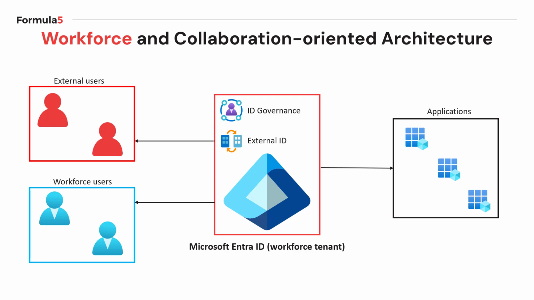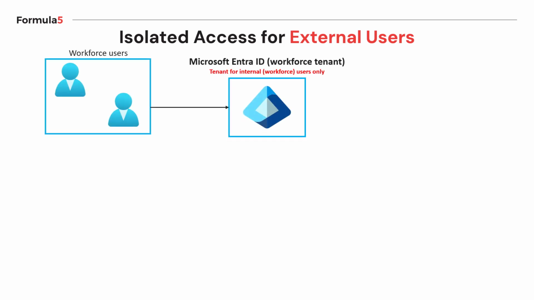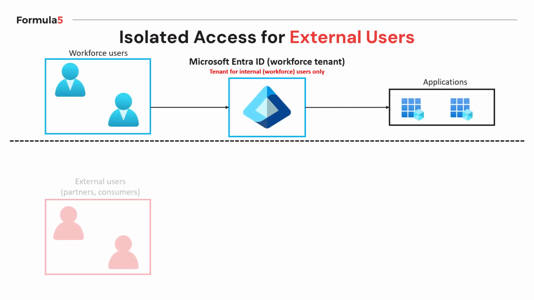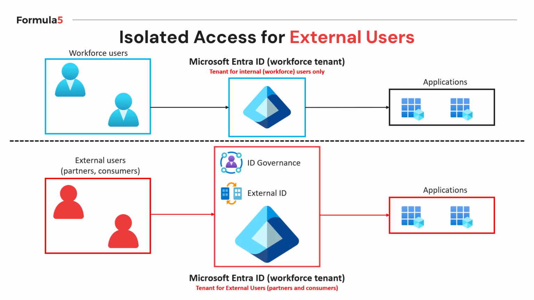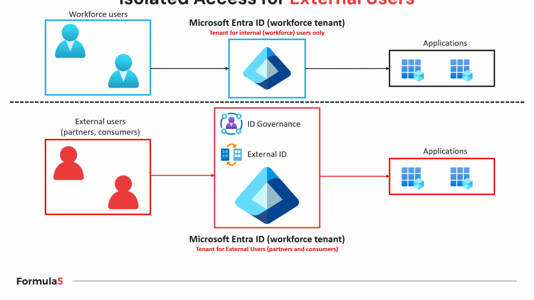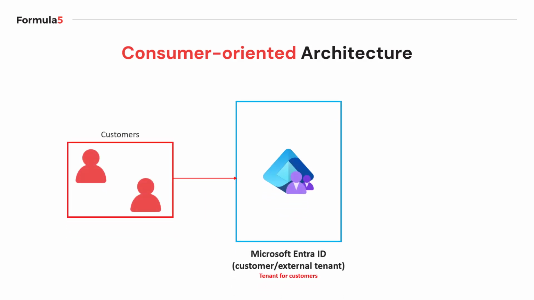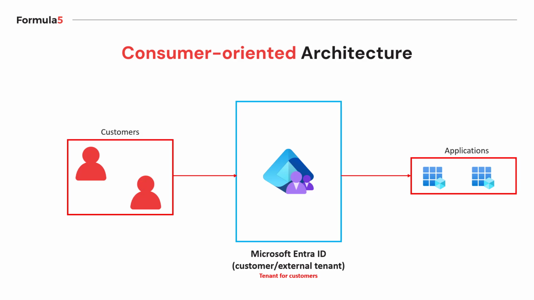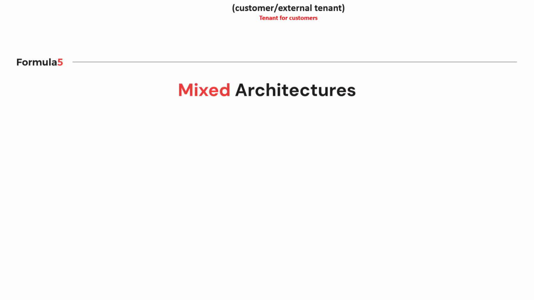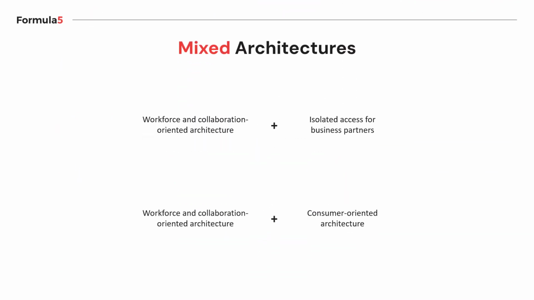So this one, where you can internally enable external ID and you can use ID governance features. You can have isolated access for external users. So you have 2 workforce tenants with Entra. So this architecture. And also if you have customer facing applications and solutions, you want to use consumer oriented architecture with fully isolated Microsoft Entra External ID tenant. Okay, perfect. So now let me move forward.